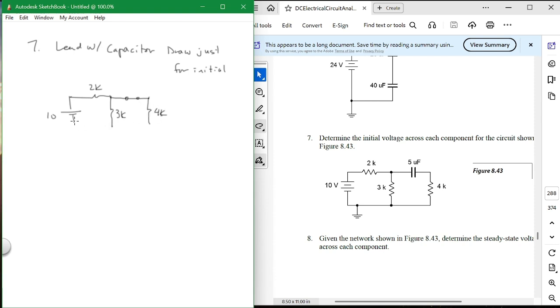And what do I have left? I have a chapter 4, chapter 5 problem, don't I? And that's all this is. So what's the voltage across each of these components at that instant in time? Well, you just have to go down and figure it out. How would you do that? Well, you would combine the 3K and the 4K into one resistor. What would that resistor be? Well, it's 12 over 7. 12 sevenths.